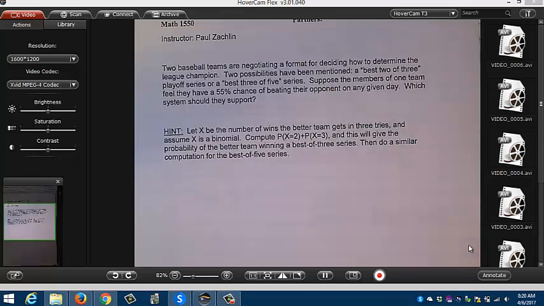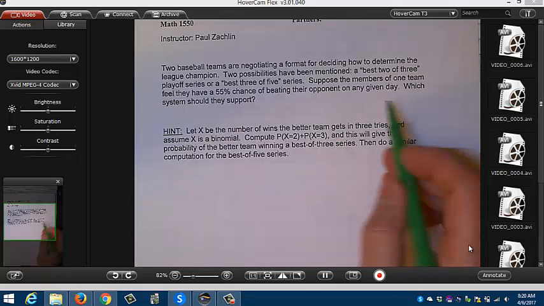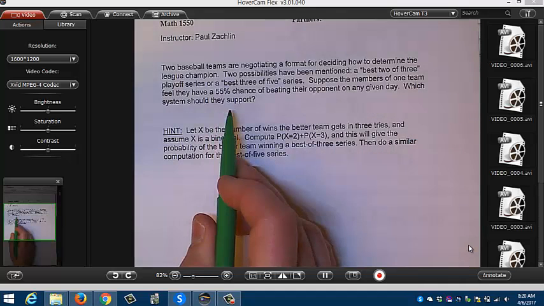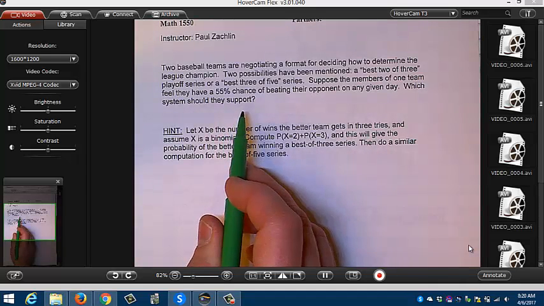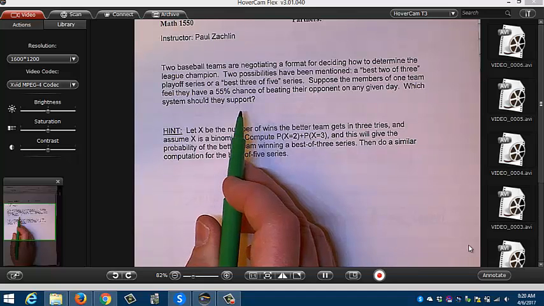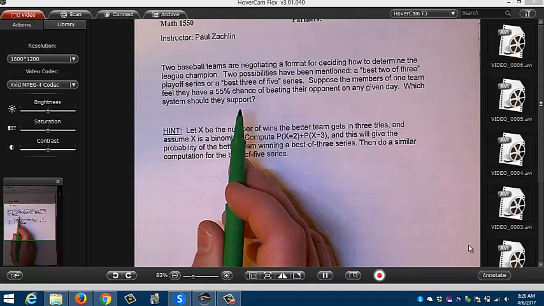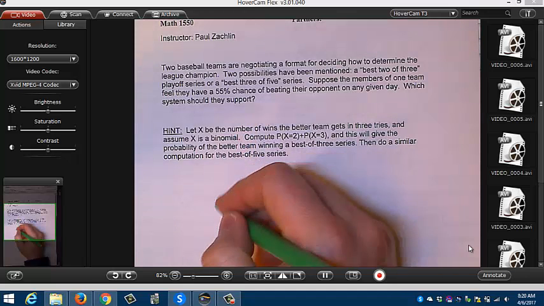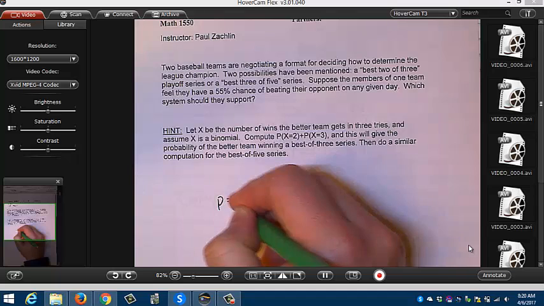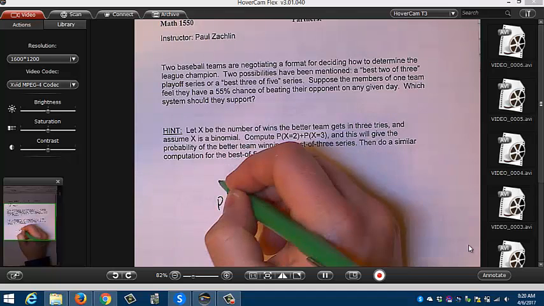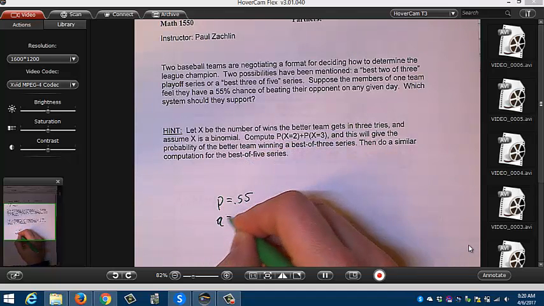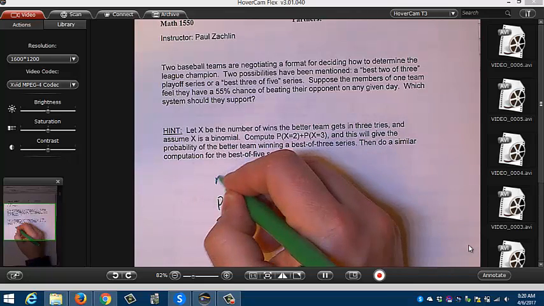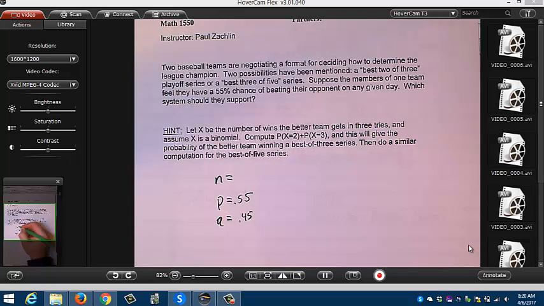So suppose the members of the Indians think they can win 55% of the time on any given day. By the way, what letter am I going to use for that 55%? Absolutely, that little p is going to be 0.55. What about q then, automatically? 0.45. And what about n? 3. Was this about to be 5 or 3?